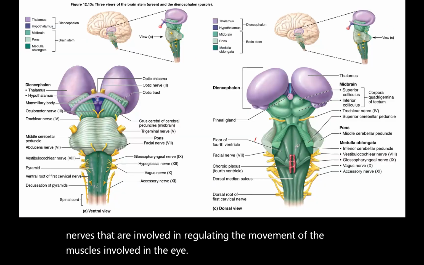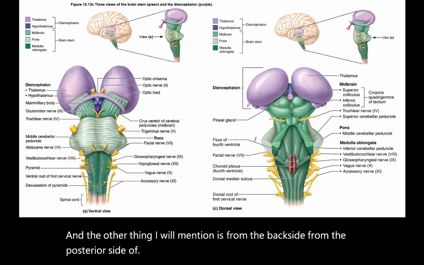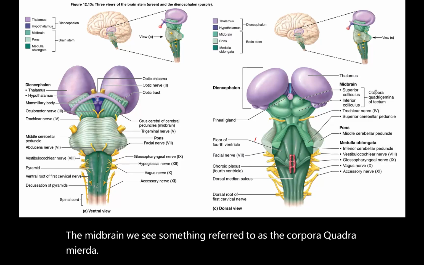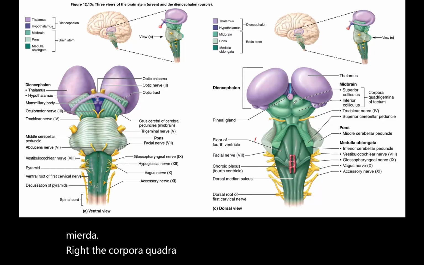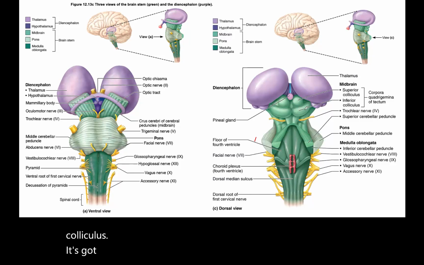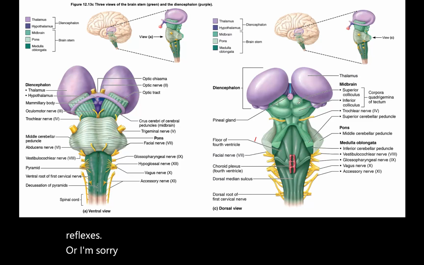And the other thing I will mention is from the back side, from the posterior side of the midbrain, we see something referred to as the corpora quadrigemina. The corpora quadrigemina has two divisions. It's got a superior division that we call the superior colliculus. It's got an inferior division that's referred to as the inferior colliculus. The superior colliculus helps to regulate and coordinate visual reflexes. All right, so again, this is eye movement.